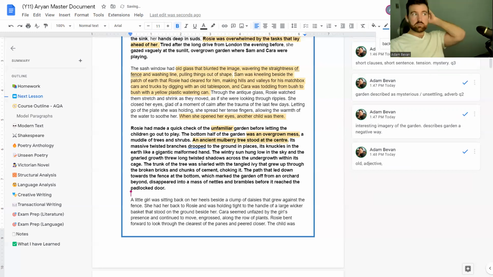Its massive twisted branches drooped to the ground in places. Its knuckles in the earth like a gigantic malformed hand. So this bit here, you're looking for techniques as well.